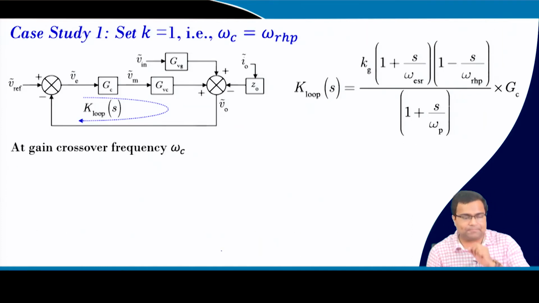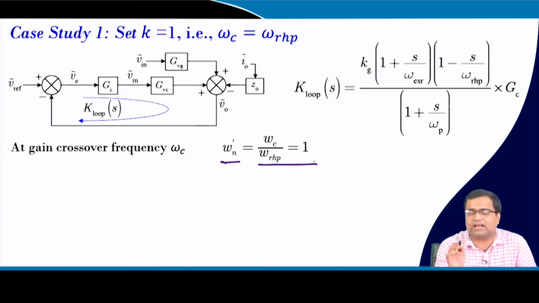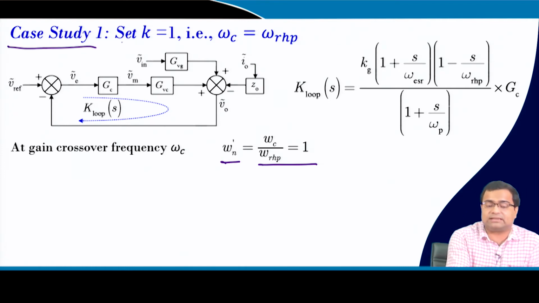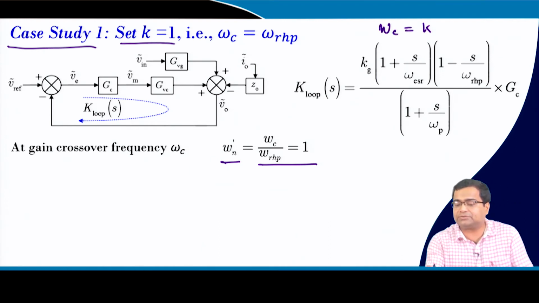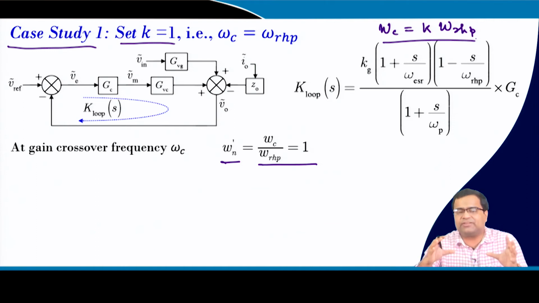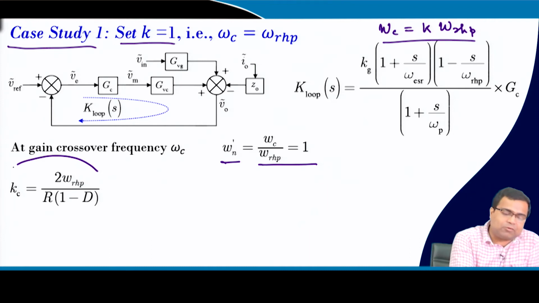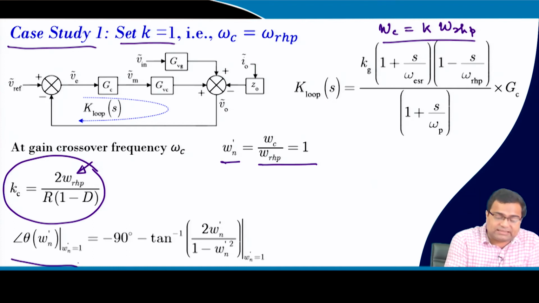So, in the first case, at gain crossover frequency, which is omega n dash, that means omega c by omega RHP, let us consider case study 1 where we are setting k equal to 1. That means we originally choose omega c equal to k times omega RHP zero, and here we are taking k equal to 1. So, the control crossover frequency is the same as the RHP zero. If we set it, then the K_C can be obtained from the previous expression. That means we have replaced omega c by omega RHP. And what is my phase angle?